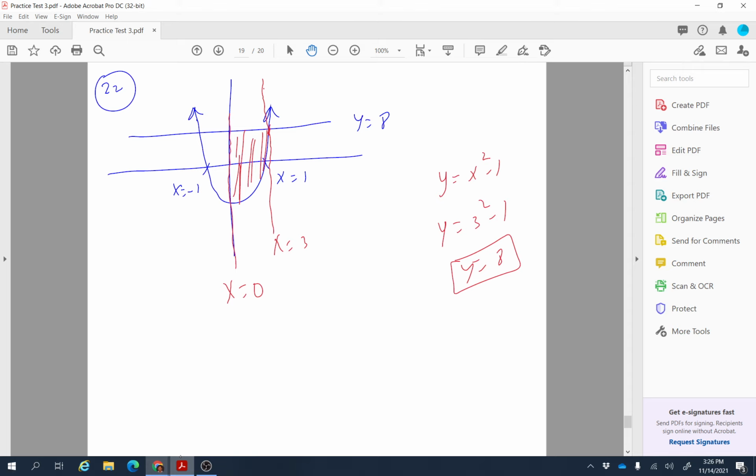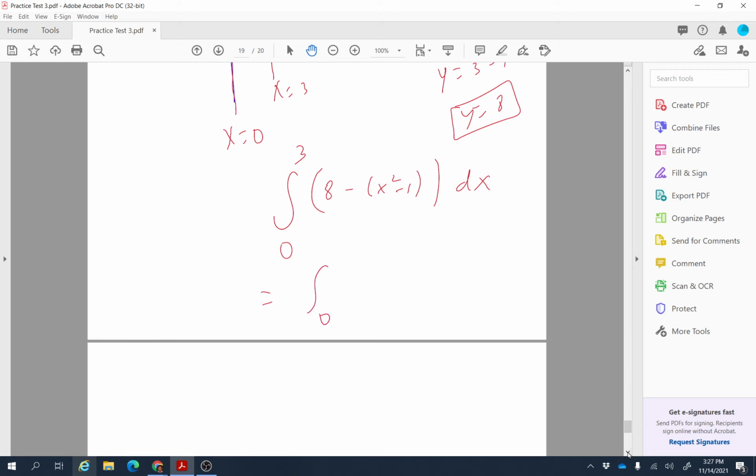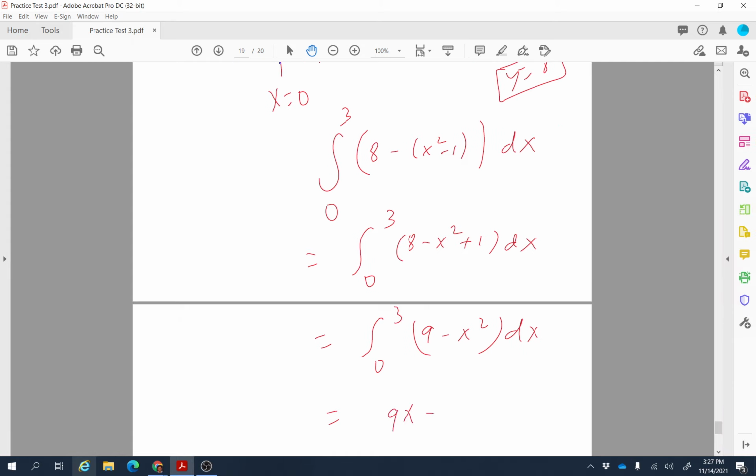This can be found by finding the integration from 0 to 3. The upper function is 8 and the lower function is x squared minus 1, dx. We can always find the area bounded by two curves by taking the upper function minus the lower function and then integrating. So here we can simplify that: 8 minus x squared plus 1 dx. So 0 to 3, 8 plus 1 is 9 minus x squared dx. We can use the fundamental theorem for finding the antiderivative here. The antiderivative of 9 is 9x. The antiderivative of x squared is x cubed over 3.